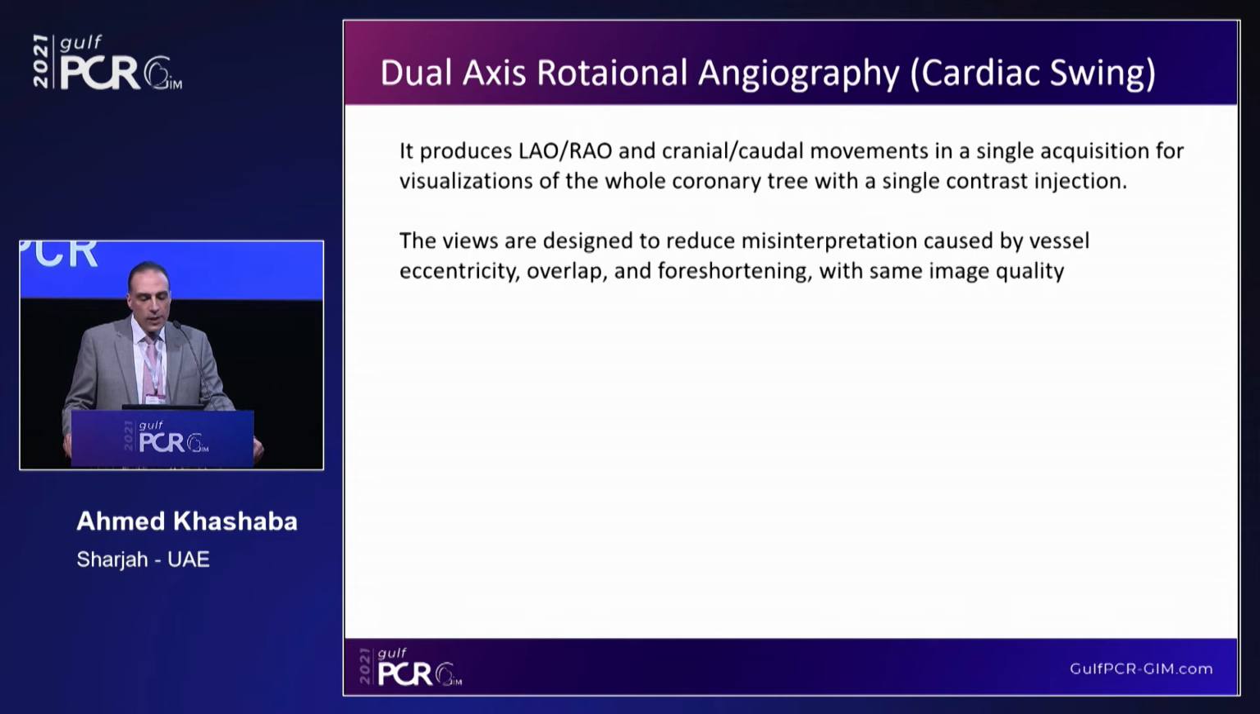So I'll start to show you the dual-axis rotational angiography, what we call a cardiac swing. This is a motion of the C-arm that produces LAO-RAO and a cranial caudal movement in a single acquisition for the whole heart, for the whole coronary tree, and allows for visualization of the whole tree with a single contrast injection. The views that this swing takes are already pre-planned to reduce the misinterpretation caused by the vessel eccentricity and reduce foreshortening and overlap and still give you a very good image quality.